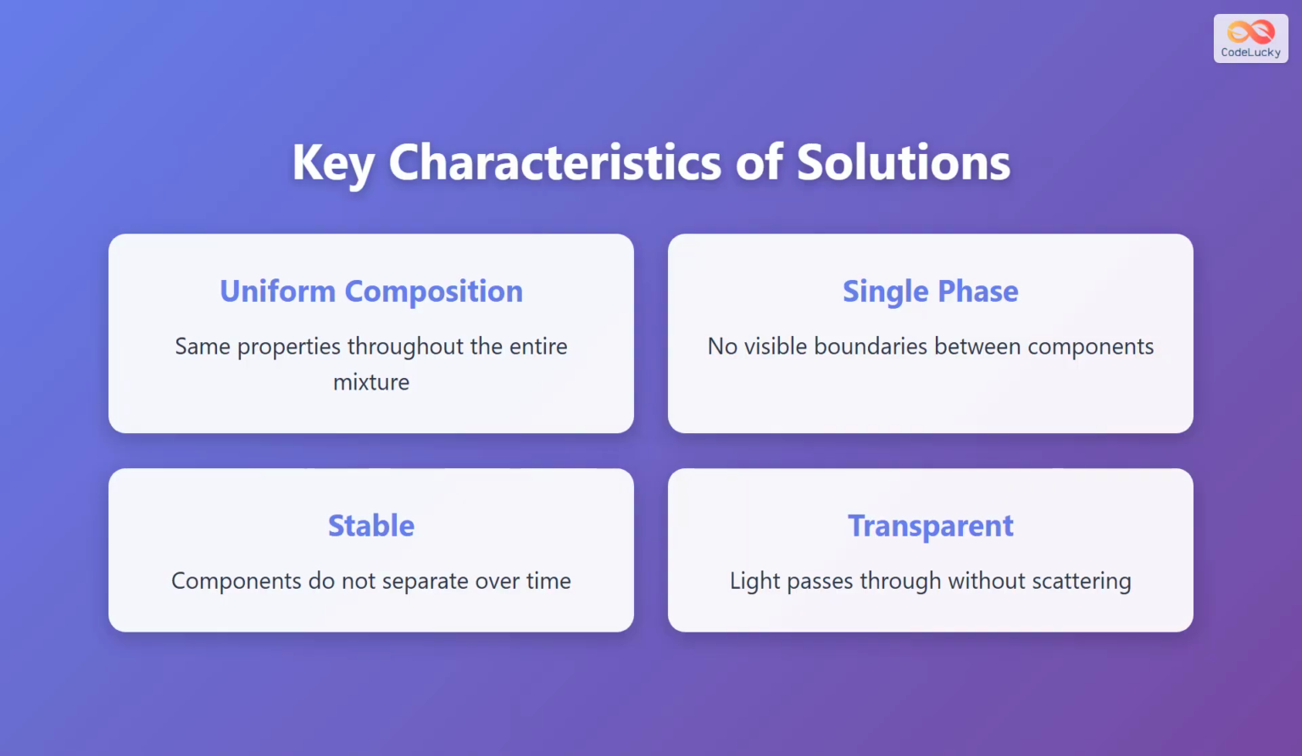Solutions have four key characteristics that help us identify them. First, they have uniform composition, meaning the properties are the same throughout the entire mixture. Second, they exist as a single phase with no visible boundaries between components. Third, solutions are stable, meaning the components do not separate over time, even if you let the solution sit for days or weeks. Fourth, solutions are transparent, which means light passes through them without scattering. These characteristics distinguish solutions from other types of mixtures.